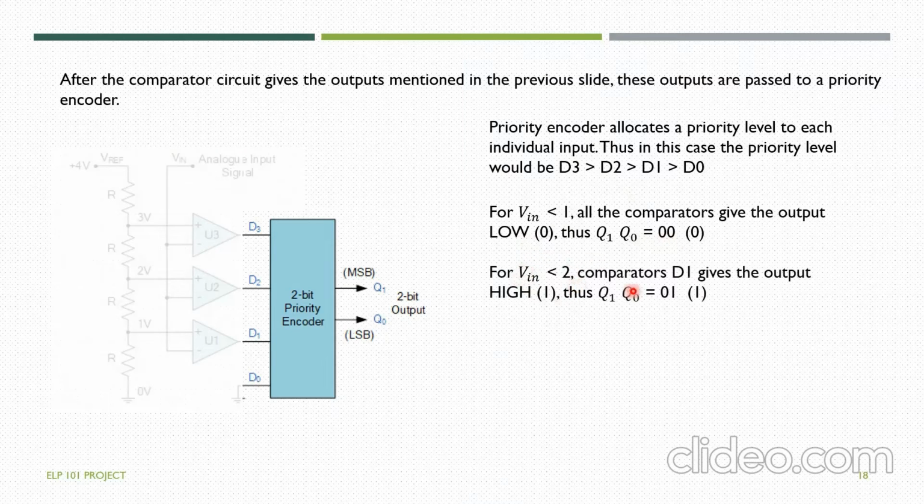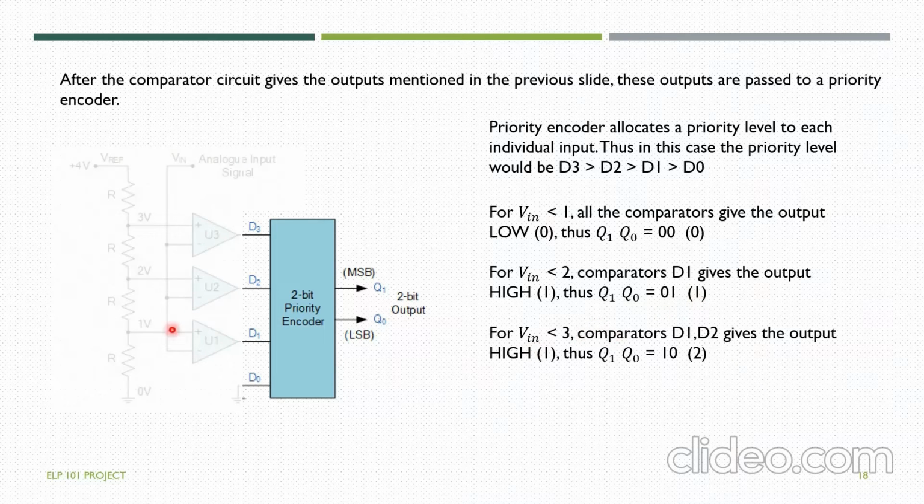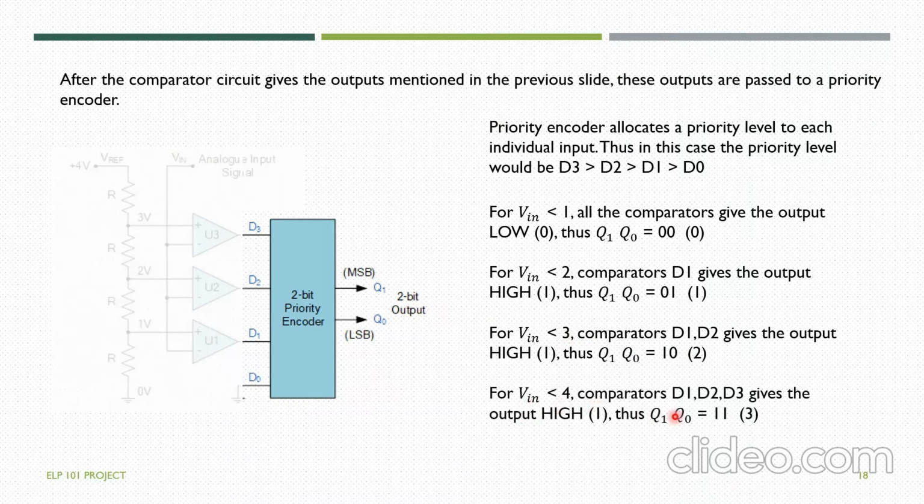Whereas if V in less than 2, then only the comparator D1 gives the output high. Thus Q1, Q0 is equal to 0, 1, or the Boolean value of integer 1. If V in less than 3, then comparators D1 and D2 give the output high, and thus Q1, Q0 is equal to 1, 0, or 2. Since the priority encoder is giving priority to D2, we get the output as 1, 0. And then for V in less than 4, comparators D1, D2, D3 give the output high. Since the priority encoder allocates D3 as the priority value, we get Q1, Q0 as 1, 1, or the Boolean representation of integer value 3.